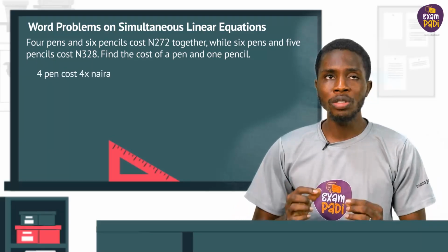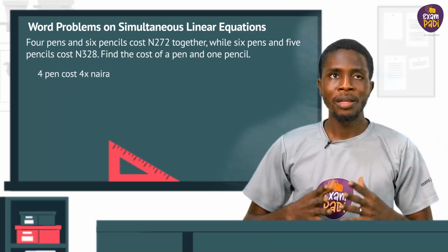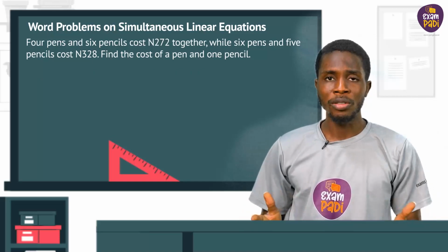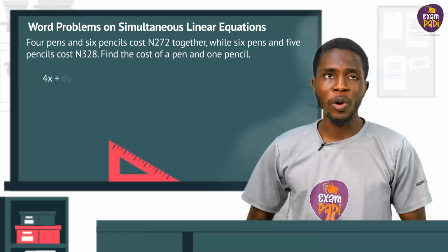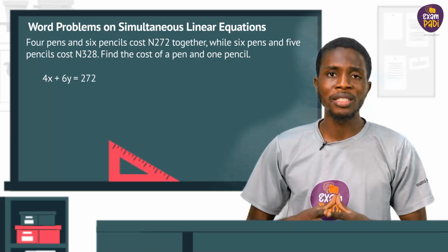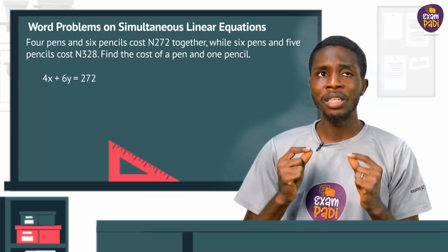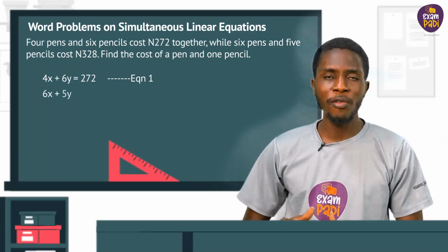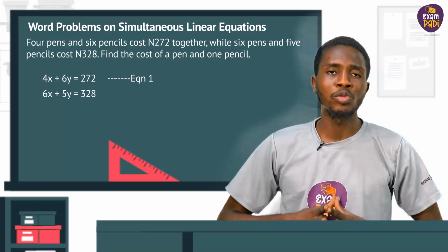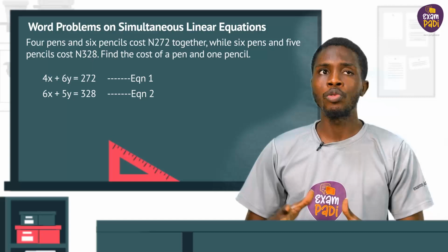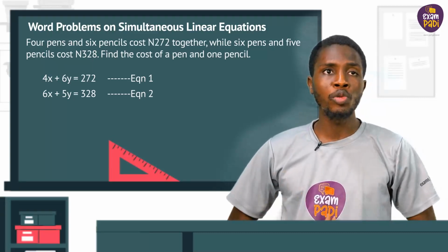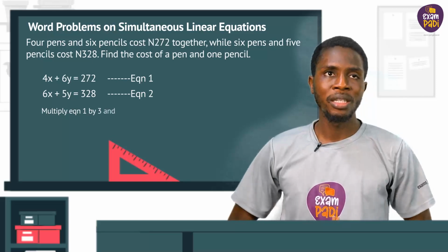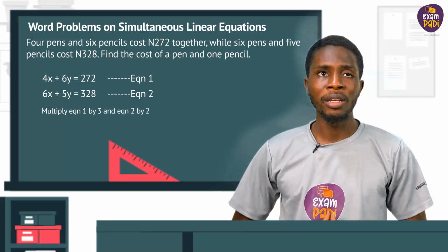Then 4 pens cost 4x naira. 6 pencils cost 6y naira. Thus, 4x plus 6y equals 272. That makes equation 1. Similarly, 6x plus 5y equals 328. That makes equation 2. Merging the two equations, we multiply equation 1 by 3 and equation 2 by 2.